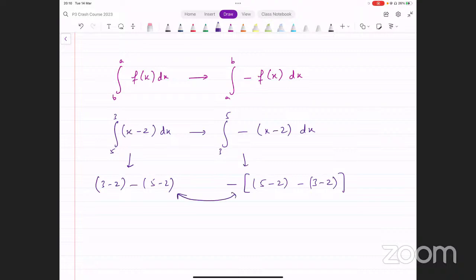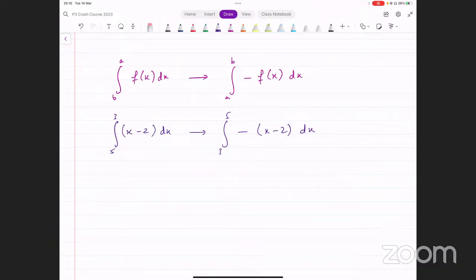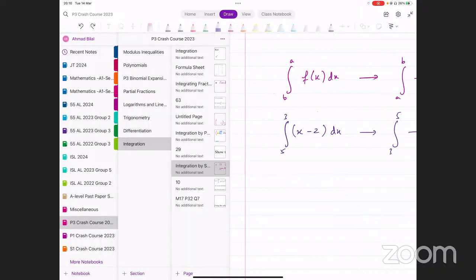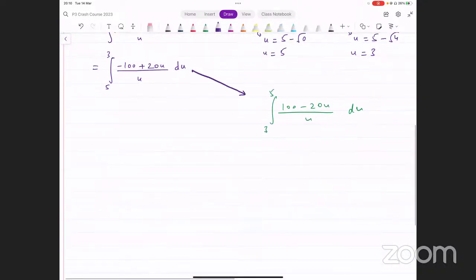Now, you don't necessarily have to change these limits. Sometimes they ask you to show a particular form. For that, if you need to switch the limits, you can do so using this rule that we have here: you switch the limits and put a negative sign here. So for instance, in this particular case, minus 100 plus 20u would become 100 minus 20u. If you put a negative sign here, this becomes plus, this becomes minus, and then you could switch the limits like this, if they had asked you to prove or show a form like this.